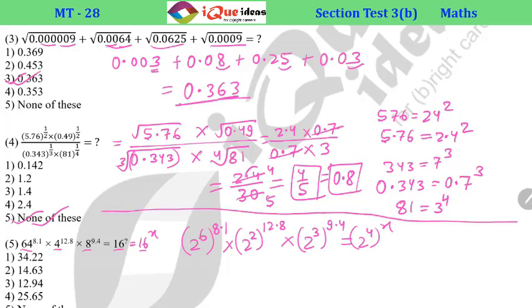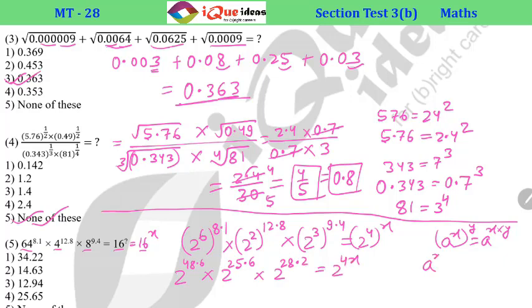Right? So simplify this. We know there is a rule which says a to the power x whole to the power y is equal to a to the power x into y. So the powers get multiplied. So first one, 2 raised to the power 6 into 8.1 will become 2 raised to the power 48.6, into 2 to the power 2 into 12.8. Now 2 into 12.8 will be 25.6. So it is 2 raised to the power 25.6 into 2 raised to the power 3 into 9.4. That will become 28.2, is equal to 2 raised to the power 4x.